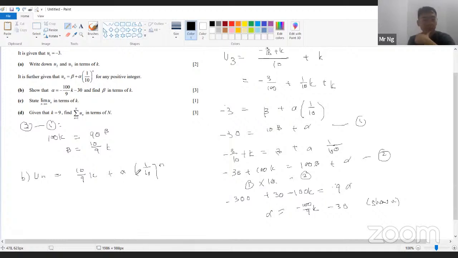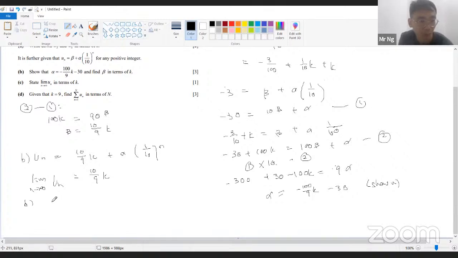So when n tends to infinity, this second portion will tend to 0, so equal to 10 over 9. Will be equal to beta. So easy marks. Then when k equals to 9, now this needs a bit more work. Summation n equals to 1, then this one is equal to n. What is your un? Un is 10 over 9k, which is 9.